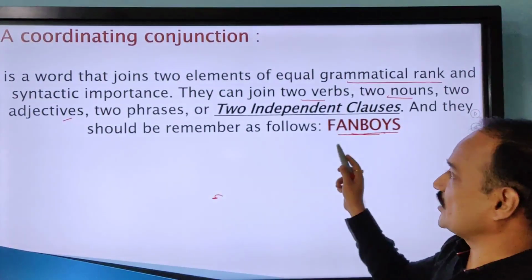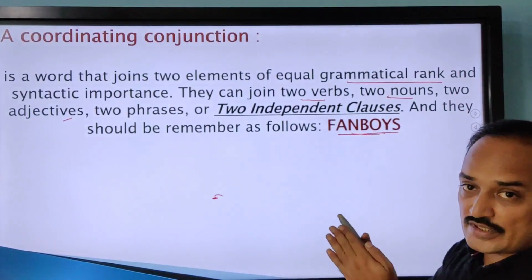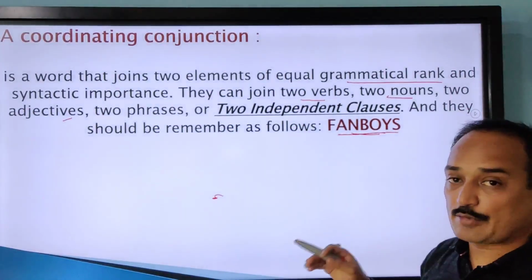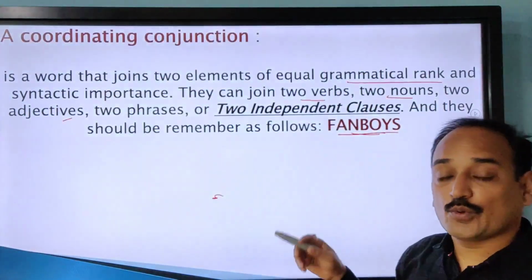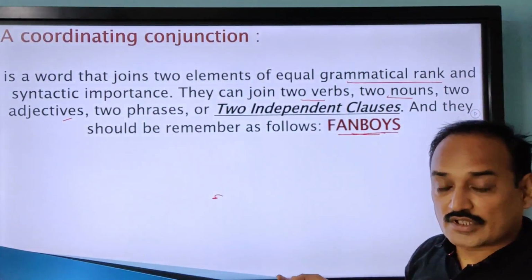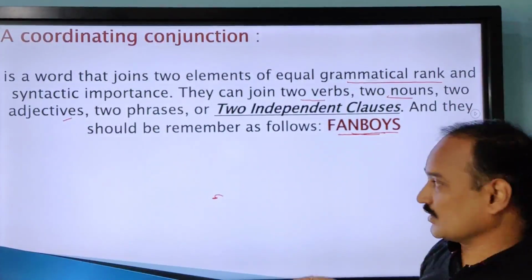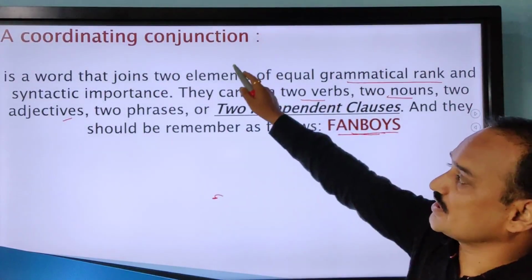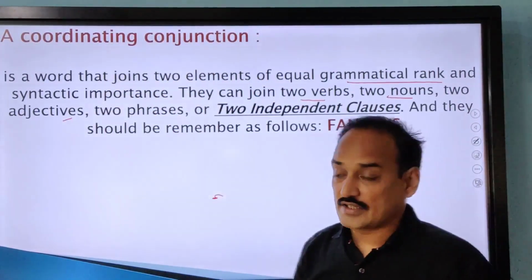All those conjunctions which join two equally ranked grammatical items, which have their own equal importance, equal meaning, separate meaning, and don't depend on each other, such types of conjunctions are called coordinating conjunctions. Coordinating conjunctions.